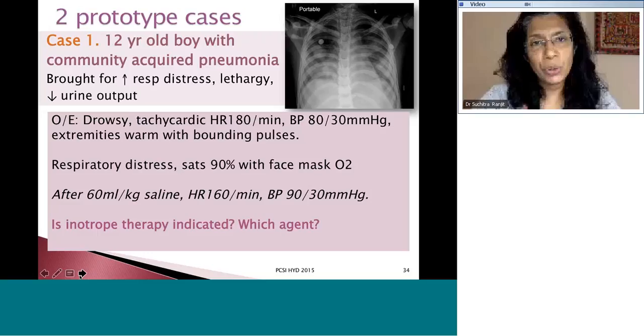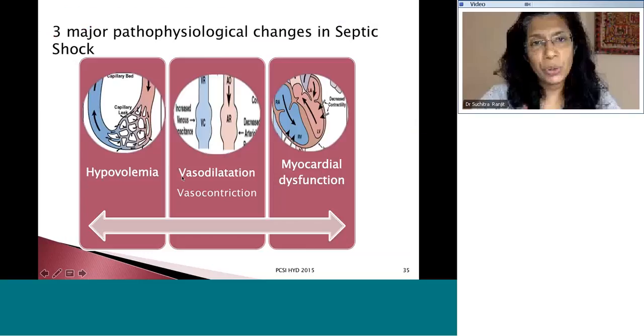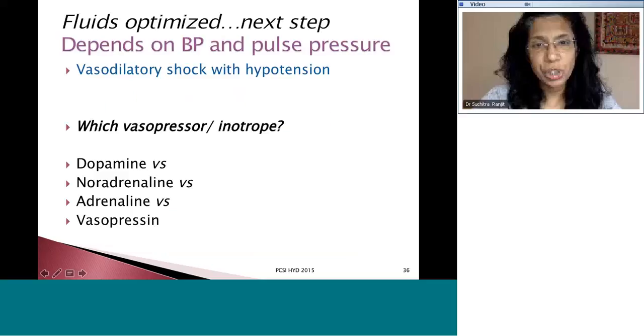Since his blood pressure is low, we will be considering noradrenaline, and we'll need to see. There is some hypovolemia element in septic shock, so decreased preload because of capillary leak and vasodilatation. The vasodilatation also causes low blood pressure. Some patients may be in cold shock with vasoconstriction and an element of myocardial dysfunction. So fluids are optimized. The next agent depends on the blood pressure, on diastolic BP and pulse pressure. We already discussed that we probably go to noradrenaline or dopamine in the short term. So we don't know if there's a cardiac element or not.